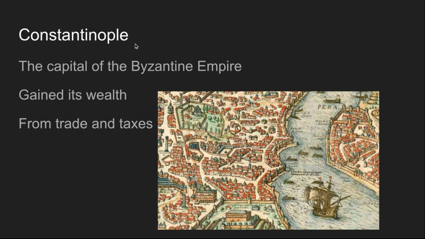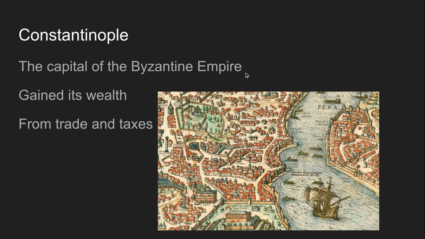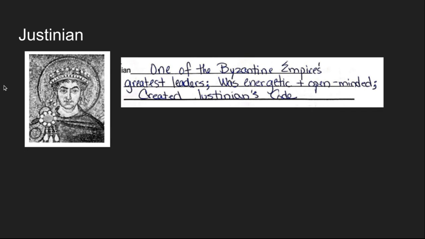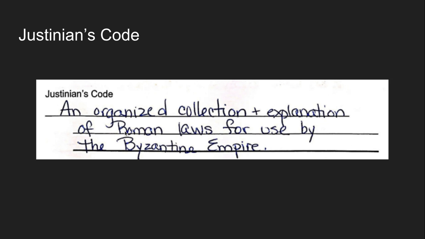All right, Constantinople is the capital of the Byzantine Empire. It gains its wealth from trade and taxes. It was also like a big crossroads for trade. Okay, so Constantinople. Justinian was one of the Byzantine Empire's greatest leaders. He was energetic and open-minded, and he created Justinian's Code. Although we don't have any sculptures of him, we just have a picture of him. Justinian's Code is an organized collection of explanations of Roman laws for use by the Byzantine Empire. All right, so that was organized code.